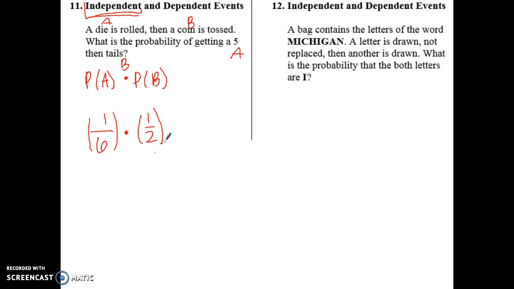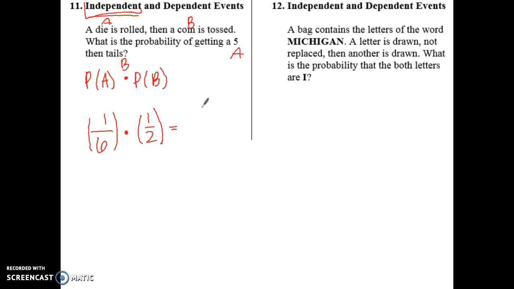Since they have no effect on each other, I know that in order to find this, I'm going to multiply the probability of A happening by the probability of B happening. Here P of A, my first one, is getting a 5 on a die. A die has 6 sides, and only one side has a 5 on it. Then I multiply it with B, my coin toss. There's only 1 out of 2 chances of landing on tails when I flip that.